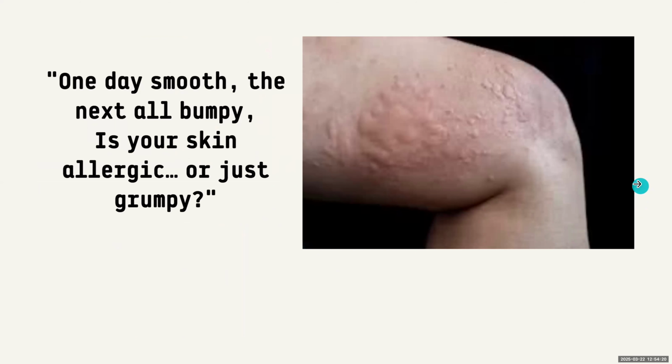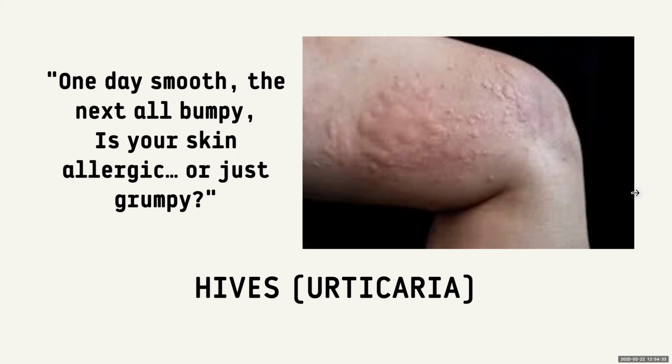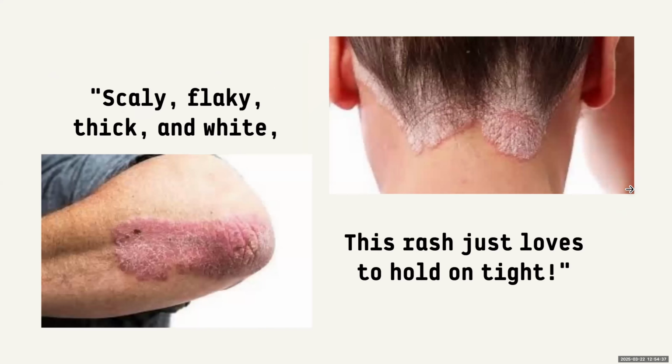Psoriasis. Think allergy. Hives. Yes, someone ate shrimp. Hive, the medical term is urticaria. Scaly, flaky, thick, and white. This rash just loves to hold on tight.